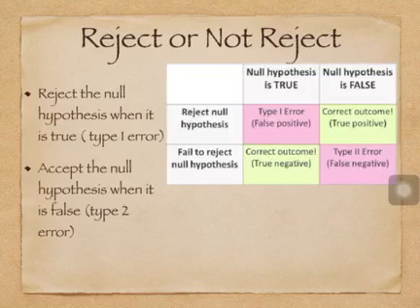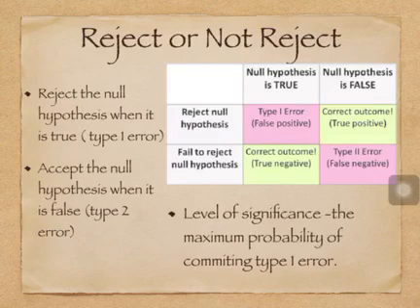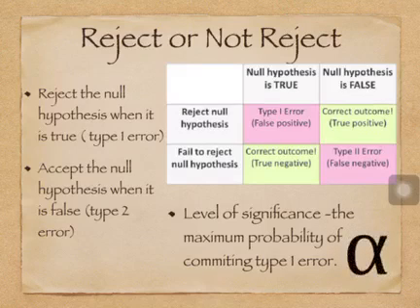So, the probability of committing a type 1 error is what we call the significance level, or the level of significance. And this is denoted by alpha. The probability of committing a type 2 error is what we call beta, which is simply the opposite of alpha. The complement of beta is what we call the power of the test.